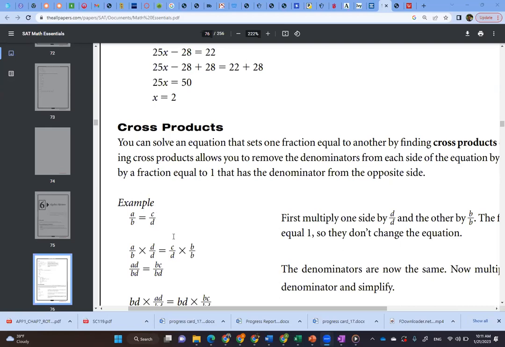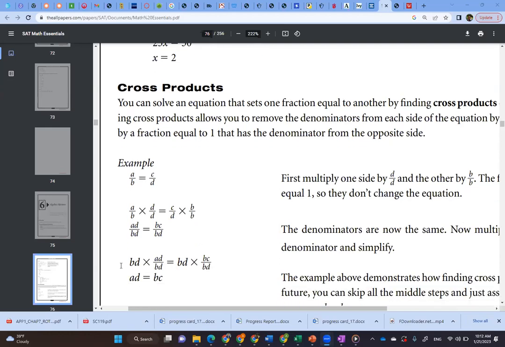If you have on the other side C over D, multiplied by B over B and D over D, it's the same. So again, it is easy to multiply B by C to equal AD right away.